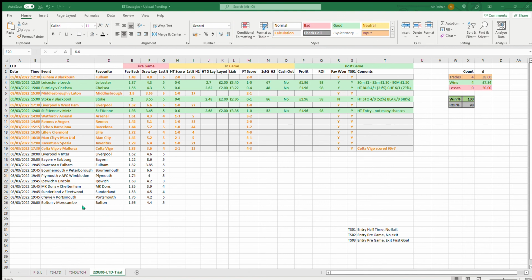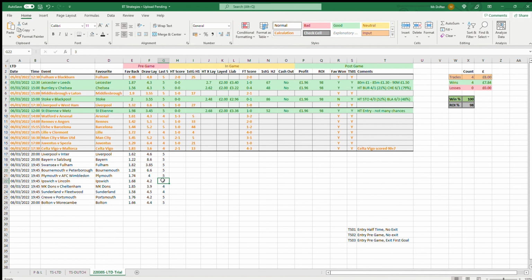At the minute you're just filtering out any nil-nils. I don't know whether to look at where the actual favourite team scored a goal, so you can see they've only scored on 4 of the 5 occasions. Bournemouth have scored on every single occasion in the last 5 games, so that's fine. But at the minute I'm just looking to see that there's no nil-nils. Yeah, so that goes down as 5 in the spreadsheet. So going back to the spreadsheet, we've got a 5 there, and that's all I'm doing there.